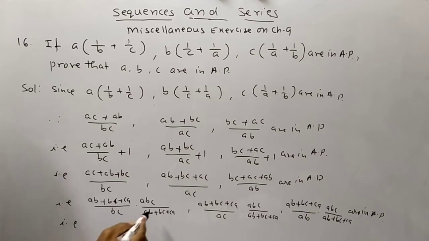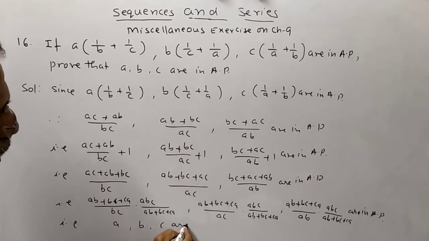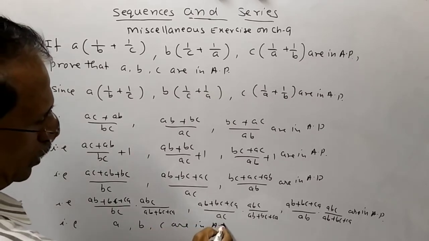That is, when you simplify, you will get A, because BC will get cancelled, and (AB + BC + CA)/(AB + BC + CA), so you will get 1. From the second ratio, we will get B, C are in AP.